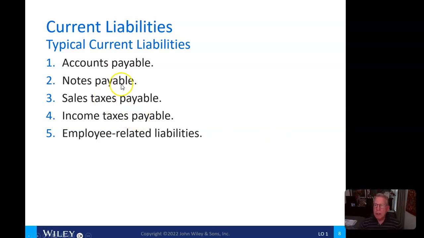The typical current liabilities include 1, accounts payable, the big one. Number 2, notes payable. Number 3, sales tax payable. Number 4, income taxes payable. And number 5, employee-related liabilities.